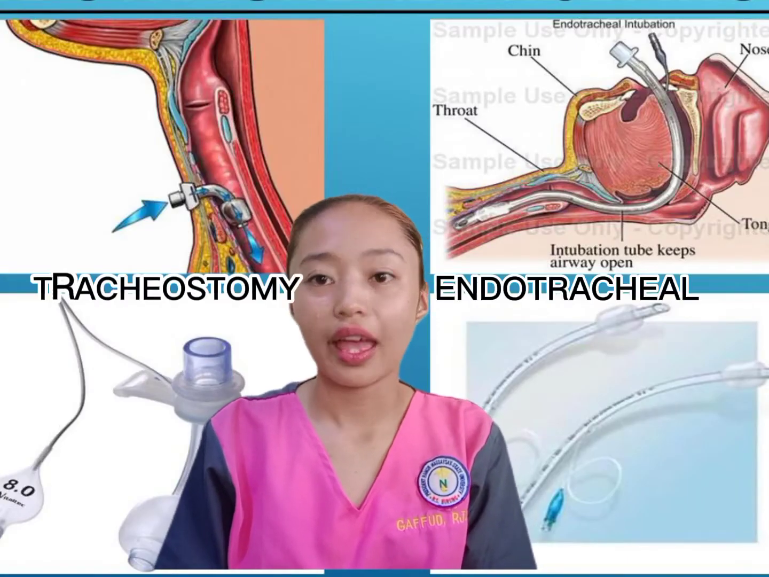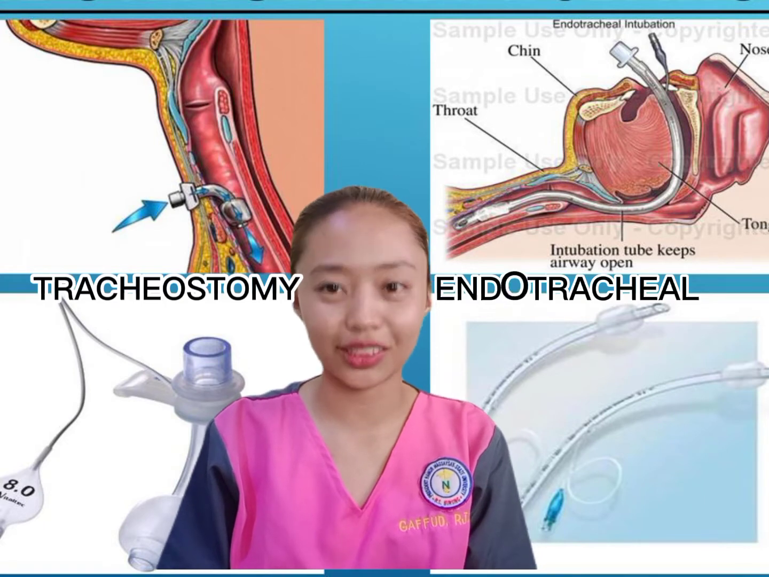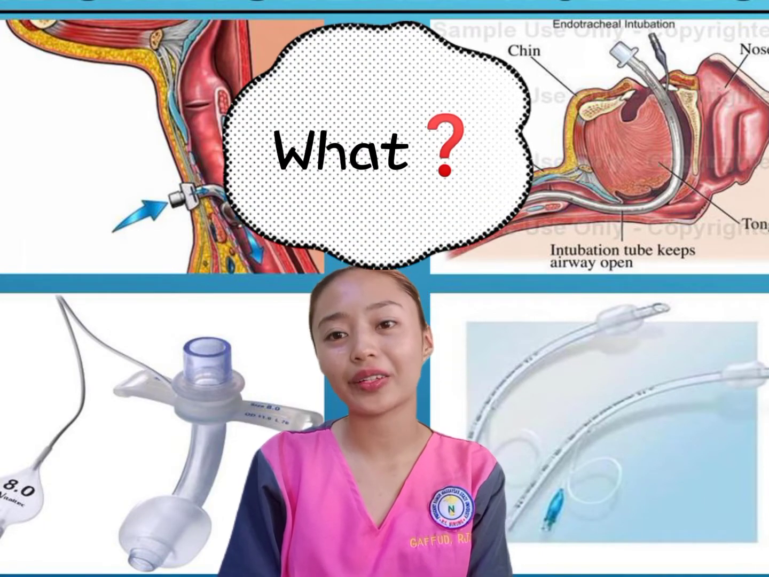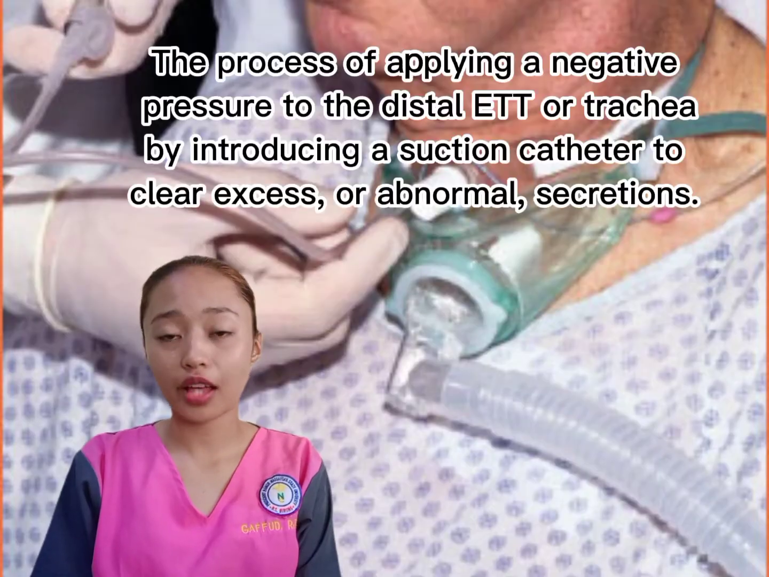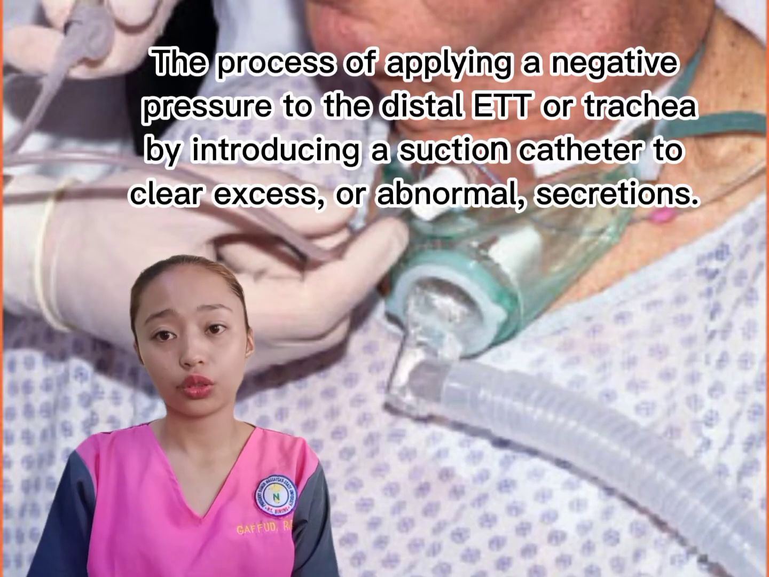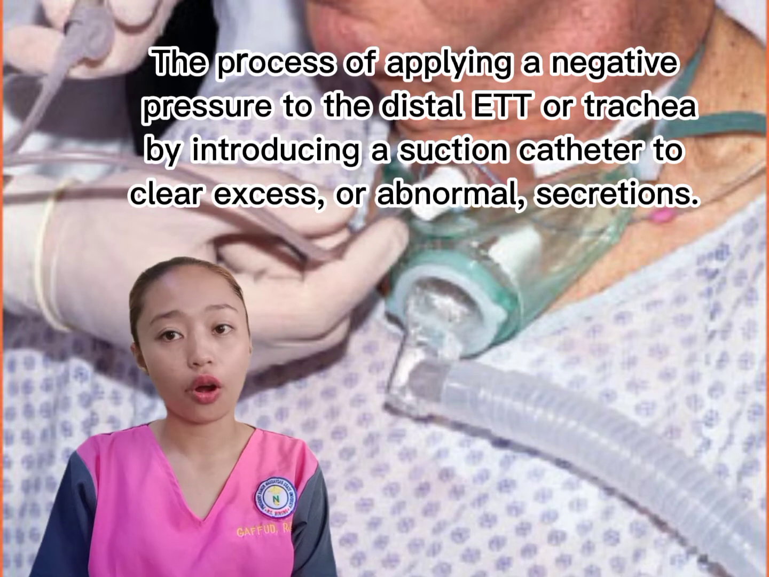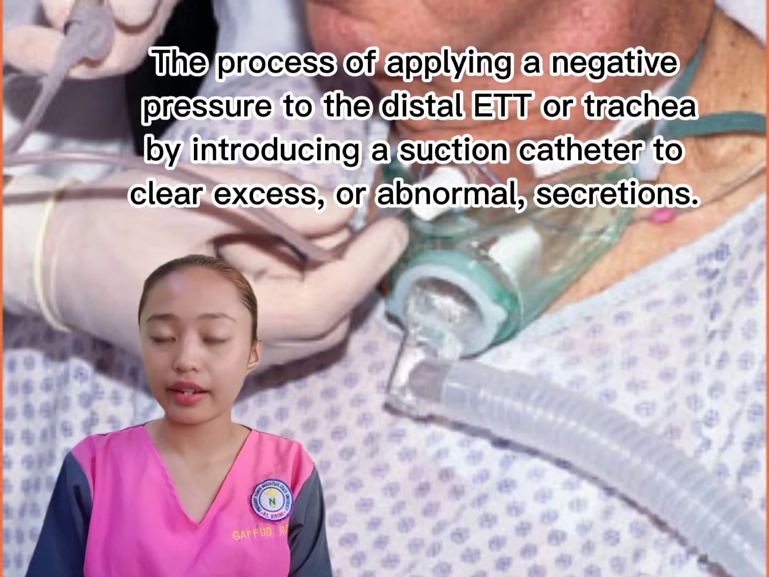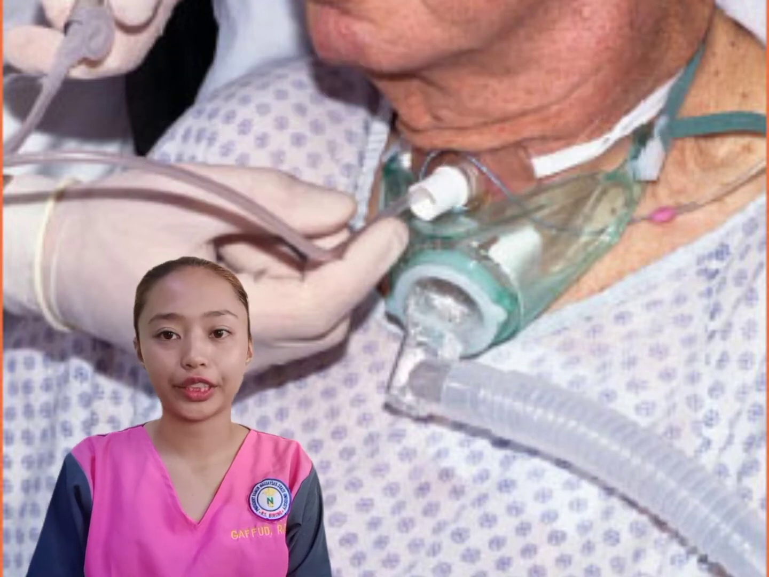For today's video, endotracheal or tracheal suctioning. First, let's define what is endotracheal or tracheal suctioning. It is a process of applying negative pressure to the distal endotracheal tube or trachea by introducing a suction catheter to clear excess or abnormal secretions.